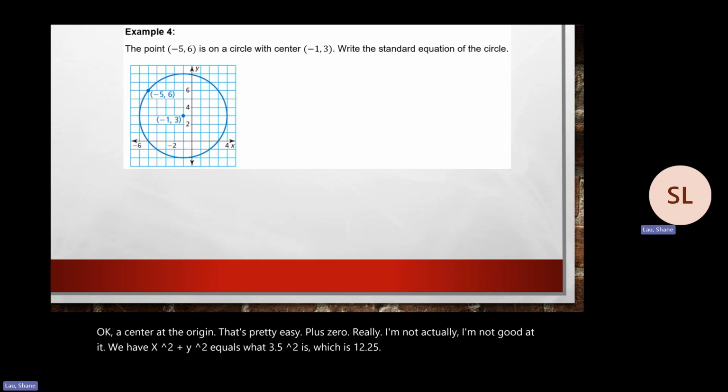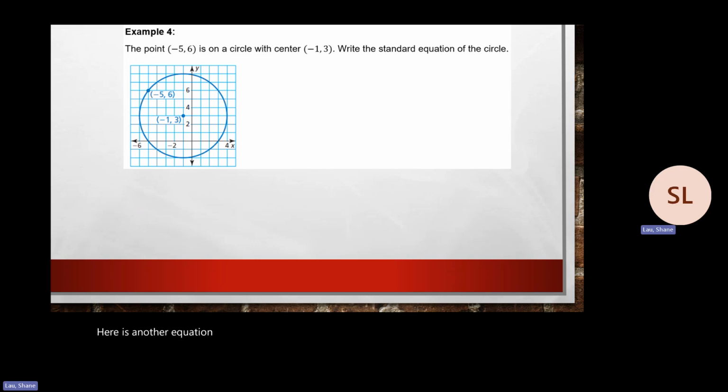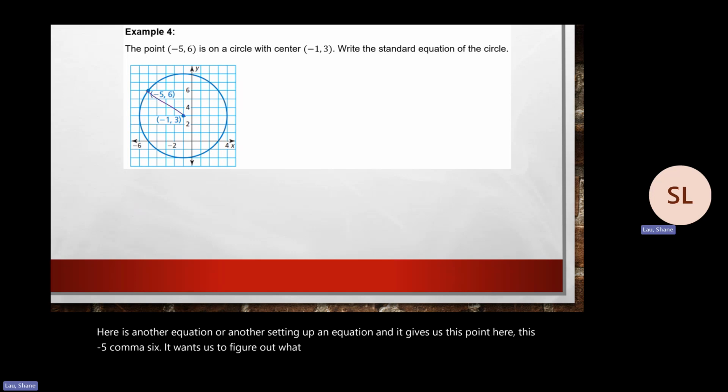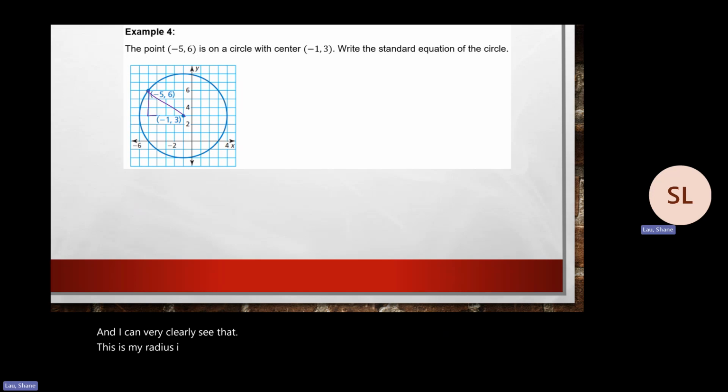Here is another setting up an equation, and it gives us this point here, -5, 6. It wants us to figure out what this is here. But remember, if it says that -1, 3 is the center, and I can very clearly see that, this is my radius, I could set this up as a right triangle, right? I have a 3, then I have the 4 units here. And this looks like a Pythagorean triple, and it is. We have a 3, 4, 5 triangle.